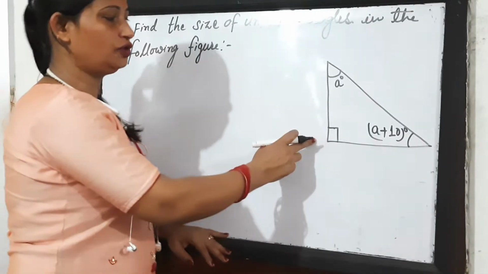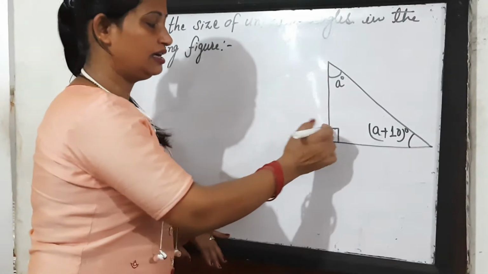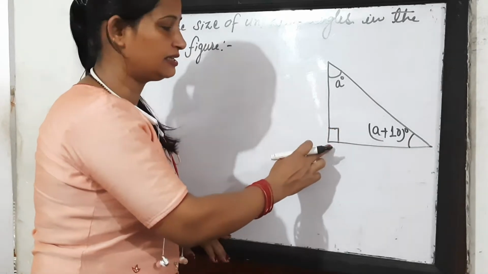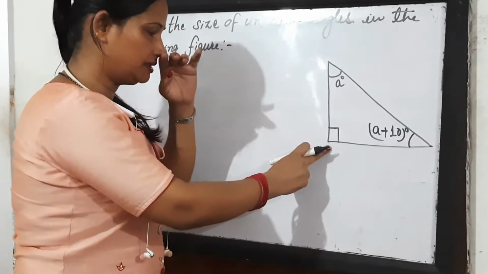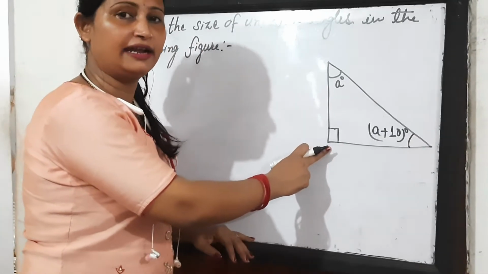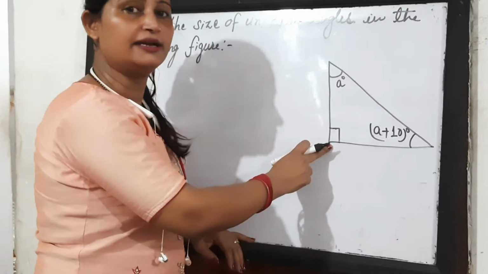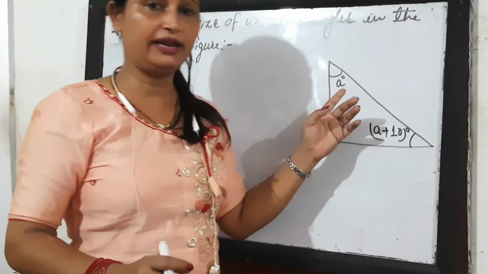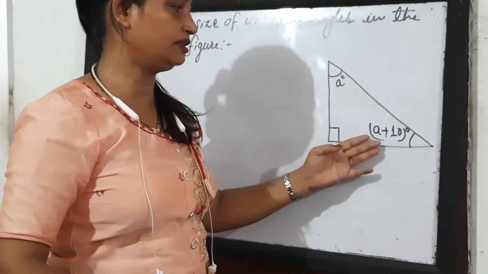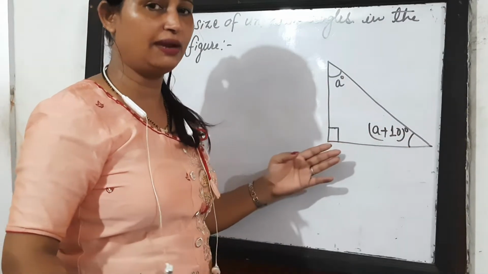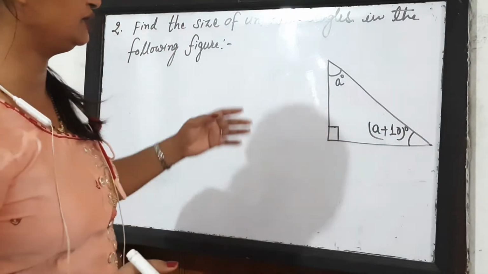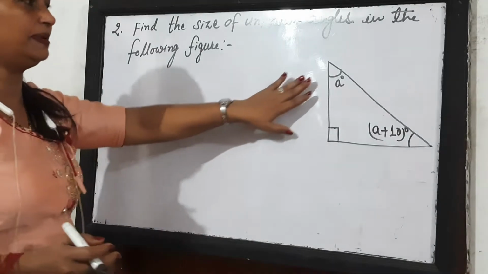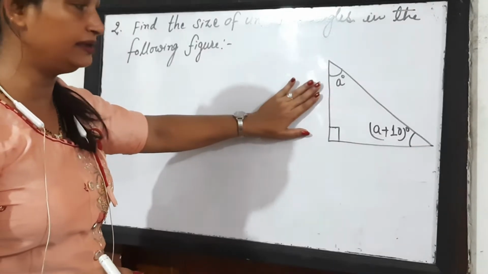Look here, how to solve this type of question. As you know, this is the sign for 90 degree. It shows that this triangle is a right angle triangle. One angle is given as a degree, and another one is a plus 10 degree. We have to find the unknown size of the angles of the triangle. It means first we have to find a degree.